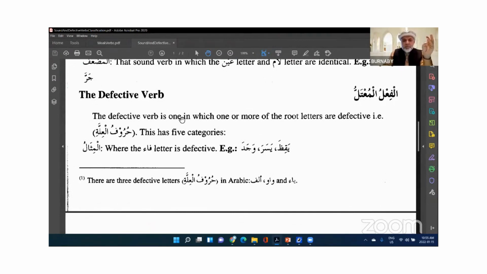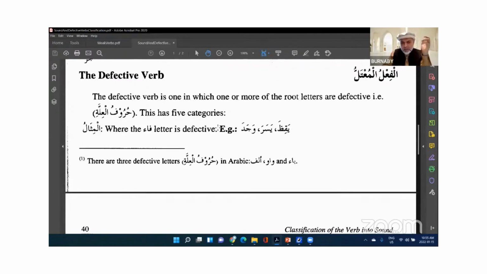The defective verb is one in which one or more of the root letters are defective. That is, they are the huruf illa. For example, in wajada, do you see the waw as a weak letter? Is it in the fa position? Yes. What about yasara? There is a ya there. And yakiza, do you see the ya there? Are they in the fa position? Yes. And what do we name them? Al-misal, misal ya'i, right?